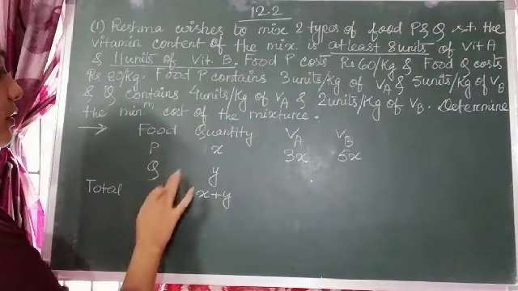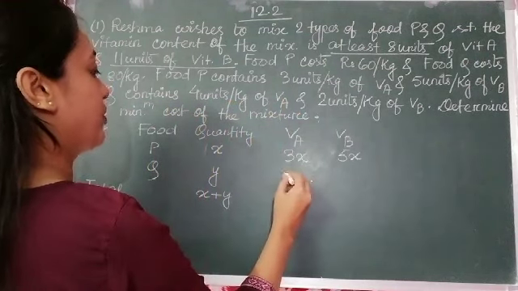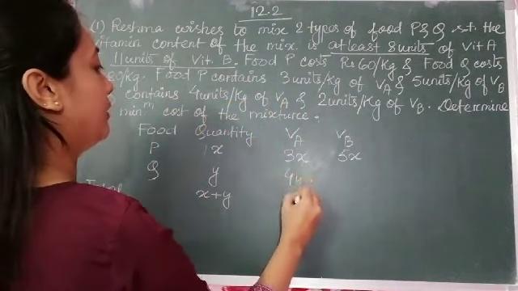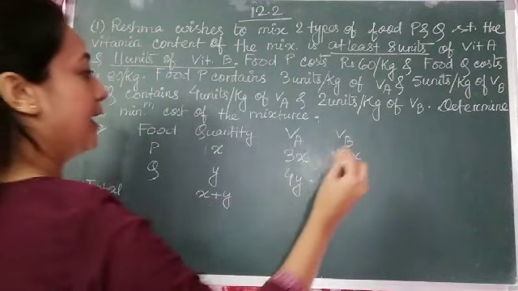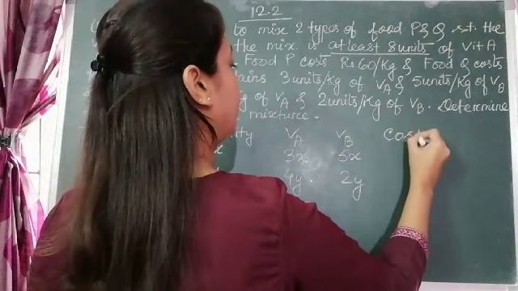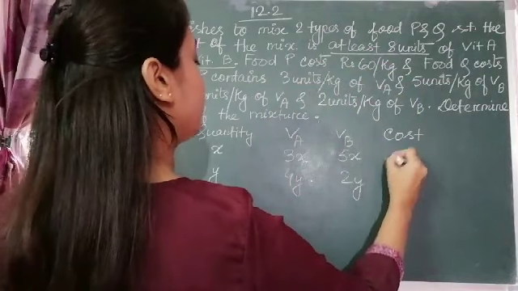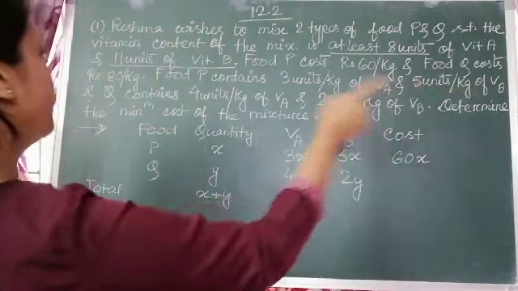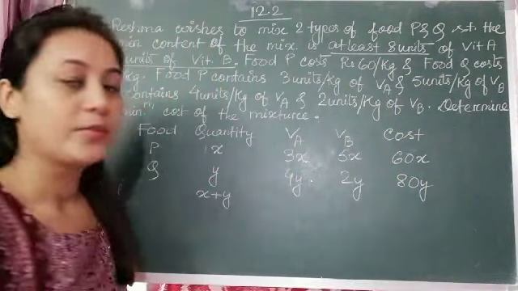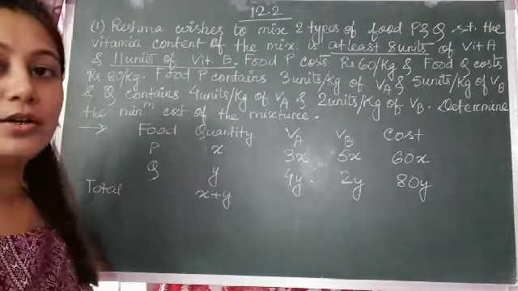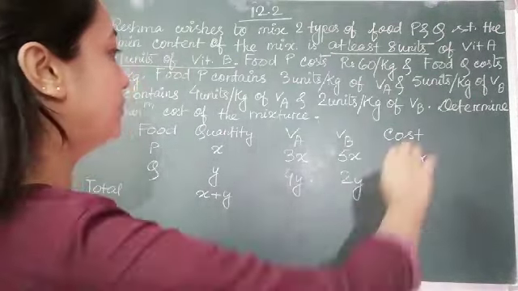Next, food Q. So next we will write about food Q. Contains 4 units per kg of vitamin A. So 4 this time, what is the quantity? Y, and 2 units per kg of vitamin B. So 2Y. At the end we will write the cost. What is the cost of food P? Food P cost rupees 60 per kg, so it will be 60X. And food Q cost rupees 80 per kg, so it will be 80Y. Okay, so I think so up to this it's clear. So now how will you construct the objective function and constraints, that we will learn.